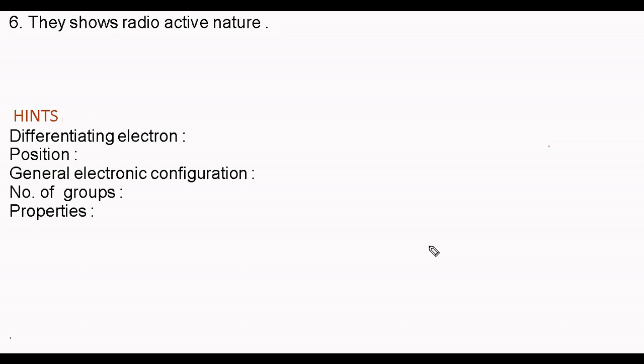The first point, how many blocks are there? Actually, in the periodic table, a total of 4 blocks are there. First one is S, P, D, F. With the help of these 5 points, I am drawing the periodic table.